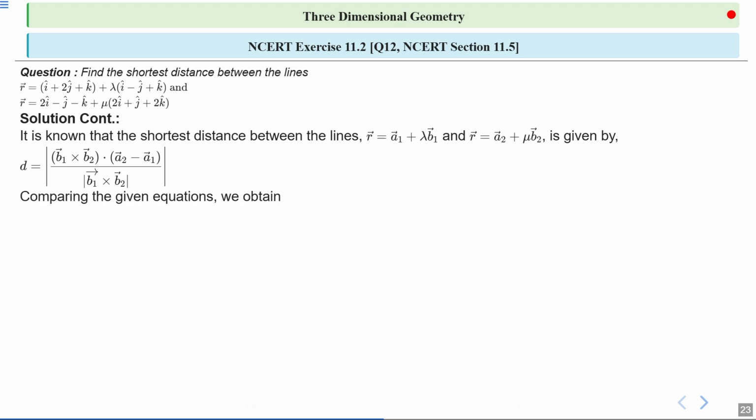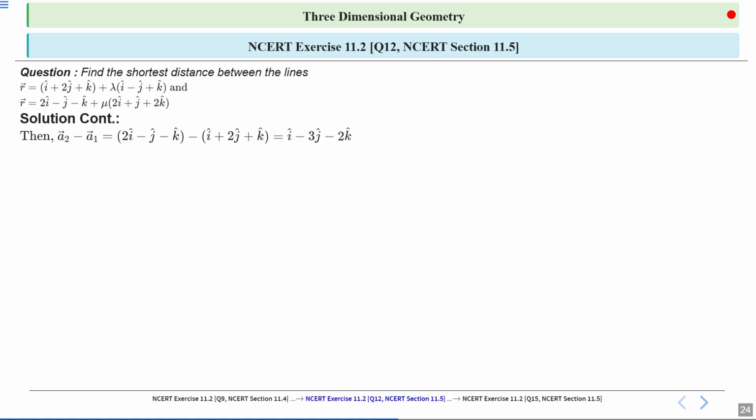Okay. Now comparing the given equations we obtain, a1 vector is equal to i cap plus 2 j cap plus k cap, b1 vector is equal to i cap minus j cap plus k cap, a2 vector is equal to 2 i cap minus j cap minus k cap, and b2 vector will be equal to 2 i cap plus j cap plus 2 k cap, right? Then a2 vector minus a1 vector will be 2 i cap minus j cap minus k cap minus i cap plus 2 j cap plus k cap, which will be equal to i cap minus 3 j cap minus 2 k cap, right?